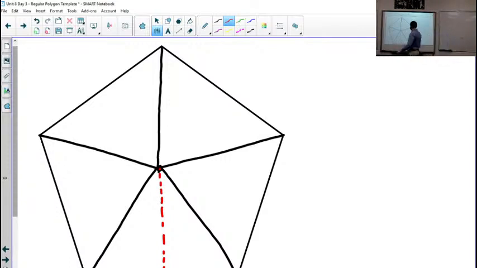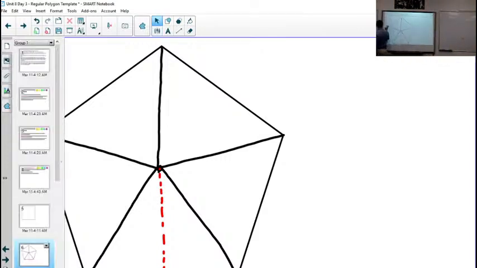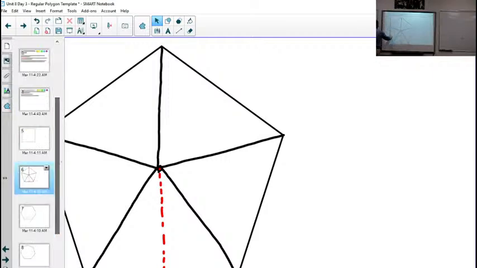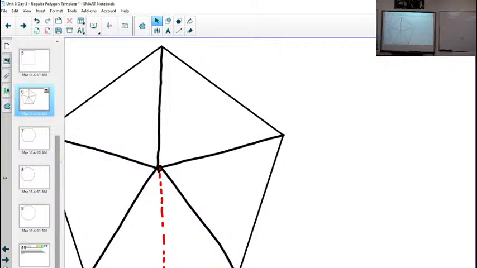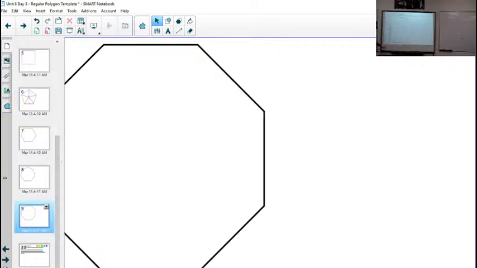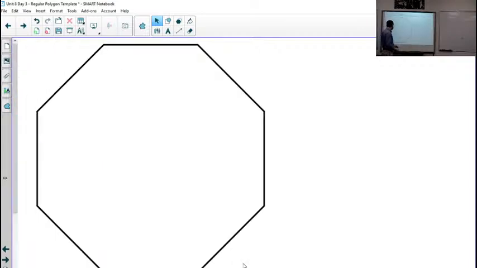Let's go to the octagon, and we're going to do it again. Same thing. Again, take a guess as to what shapes I'm going to make, how many of them am I going to make, and where the measurements are going to end up. Let's watch.